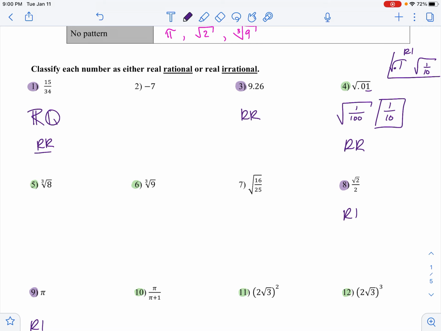Number 5, that's a cube root. Oh, wait, I know the cube root of 8, so that one is rational. I don't know the cube root of 9, so that one is irrational.